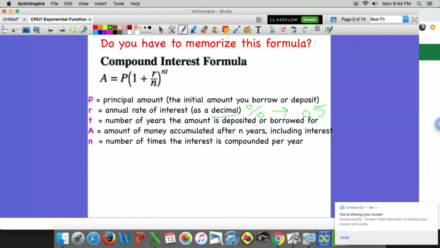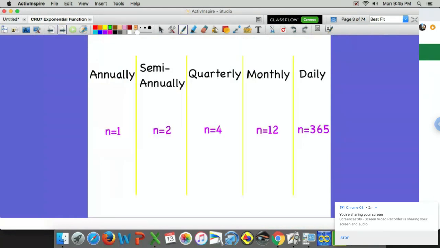And we will have to do that every single time no matter what, but we'll jump into that in a little bit. Then we have T, the number of years the amount is deposited or borrowed for. So T is always time. So it's going to tell you the amount of time that the interest is going to accumulate over. And then you have A, which is the amount of money accumulated after N years or just your total amount. And then N is the number of times the interest is compounded per year.